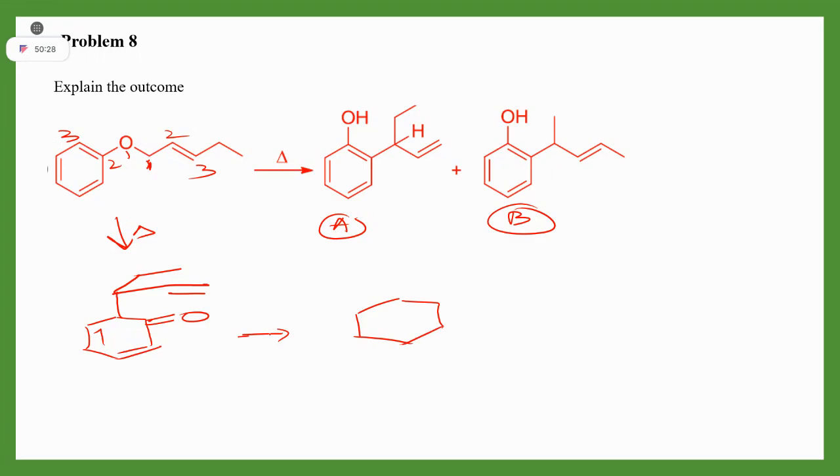Now, tautomerism will take place. So, you were right. A is your outcome of Claisen rearrangement. Yes. And B?